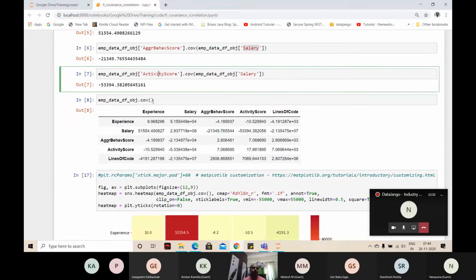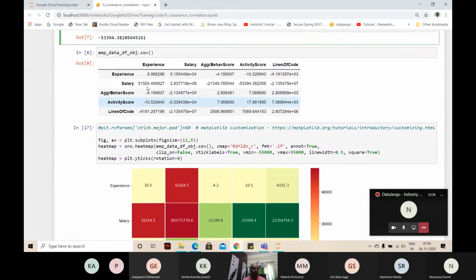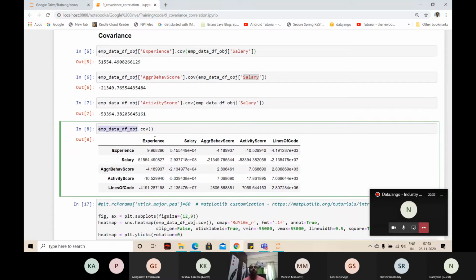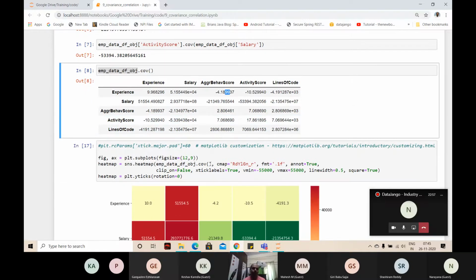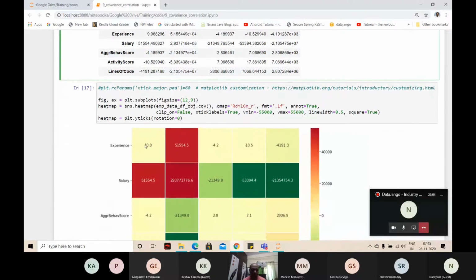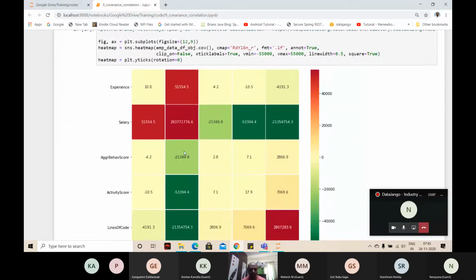To calculate covariance between all numerical variables in a data frame: experience to experience how much, experience to salary how much, experience to aggressive behavior how much. It's a Cartesian product kind of thing. These are symmetric matrices, so upper triangular values and lower triangular values are going to be the same. On a data frame you also have a method called cov, which calculates covariance. That covariance can be represented as a heat map. Let me show you.